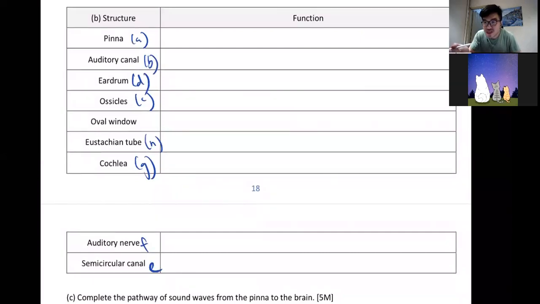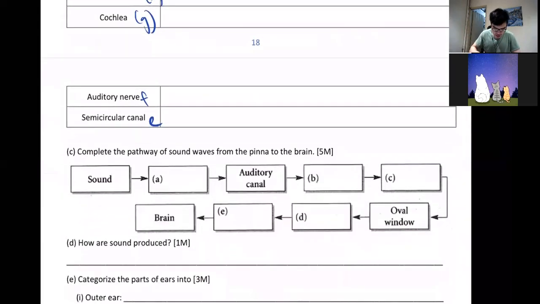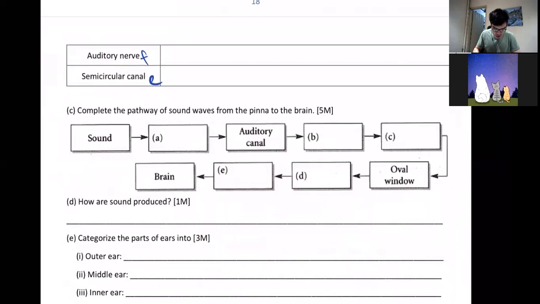The function you write yourself, I'm not going to because it's already in your notes. So complete the path of your sound wave. Your sound will go into your earlobe first, or your pinna, and then to your canal, eardrum, the gendang telinga, to the ossicle, tulang ossicle, to your oval window, to your cochlea, and then to your auditory nerve, brain.